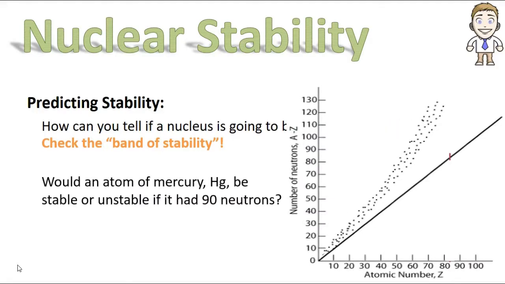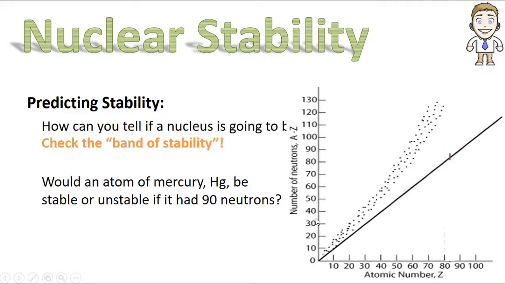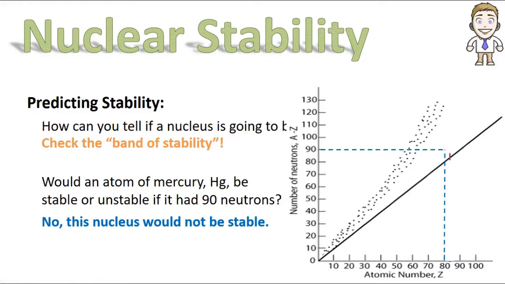So let's take a look at this question. What if we had an atom of mercury? Would it be stable or unstable with 90 neutrons? You'd probably need a periodic table to find mercury and see that it has 80 protons. So you find 80, follow it up, find 90 on the neutron side and see where they meet. Since it is not in the band of stability, it's outside that range, no, this nucleus would not be stable.